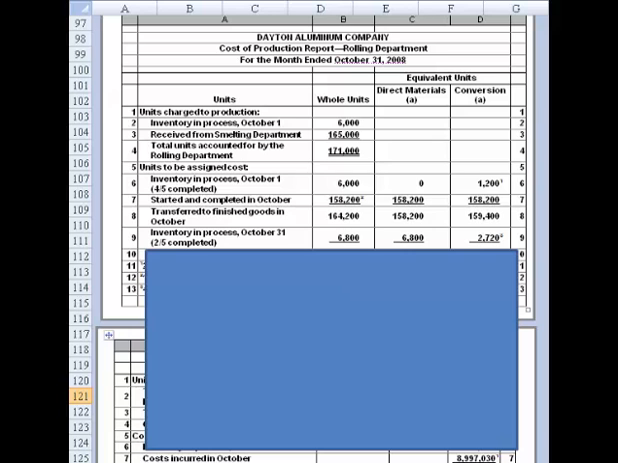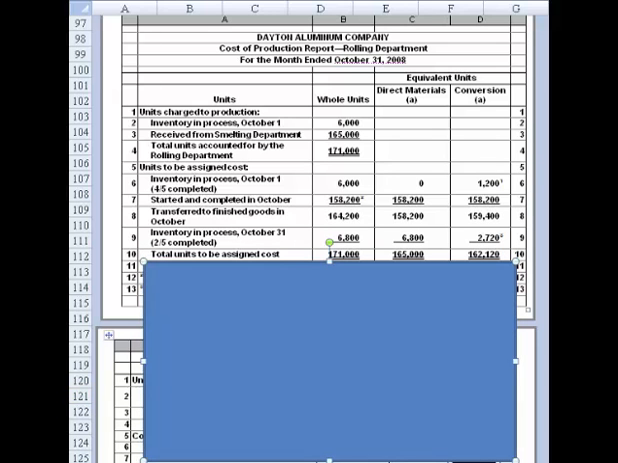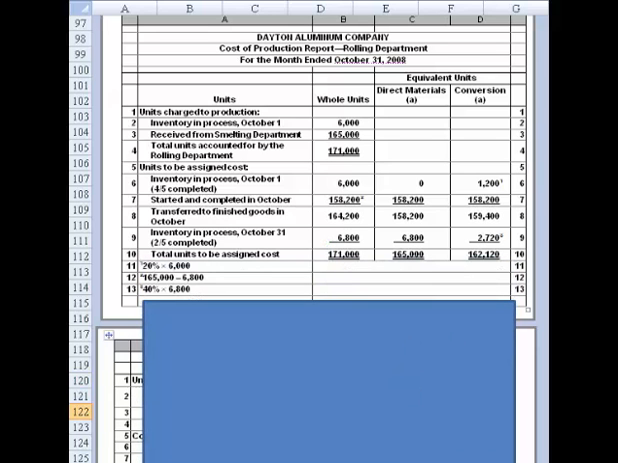Okay, and as for conversions, it was 2/5 complete. So we take 2/5 or 40% of that 6,800, right, to come up with 2,720 units of equivalent units completed during the month of October. Okay, if we sum those, we come up with the total units to be assigned, and down here we see the various calculations that I just walked through.